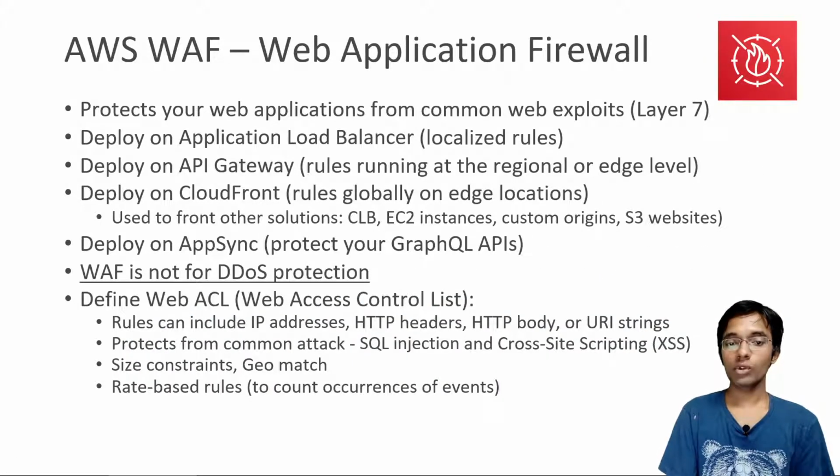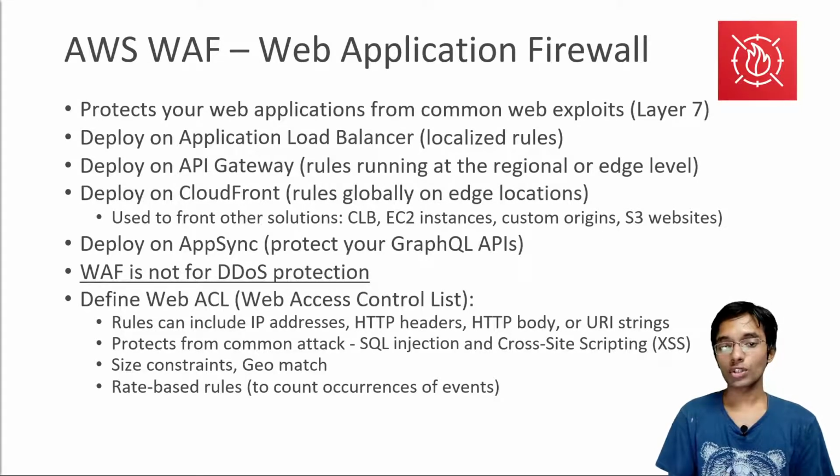Next we have WAF, Web Application Firewall. Web Application Firewall allows you to protect your web application from common web exploits at layer 7. So this is the HTTP layer. You can deploy it on the application load balancer to get localized rules. You can deploy it on the API Gateway to get the rules running at the regional or edge level. You can deploy it on CloudFront, and these rules are going to run globally on all edge locations where CloudFront is.